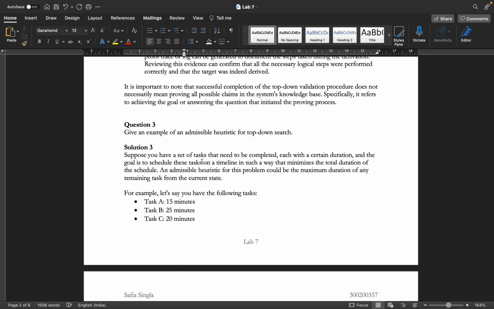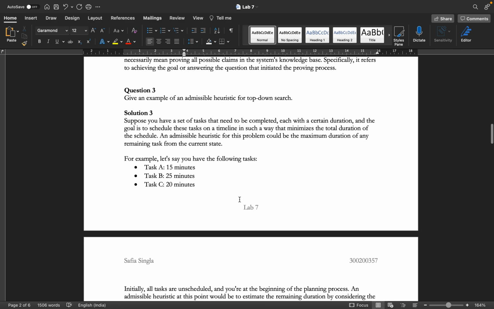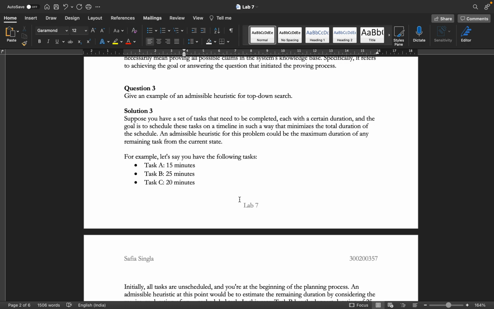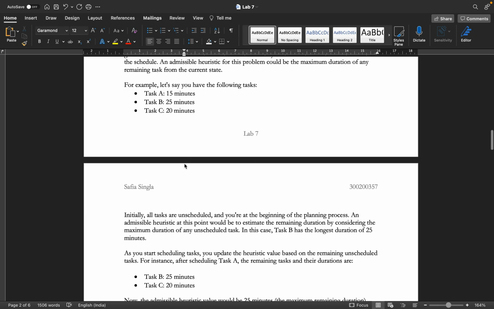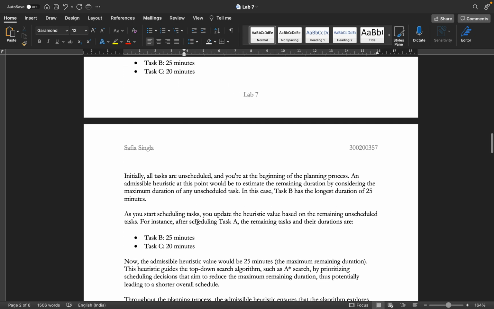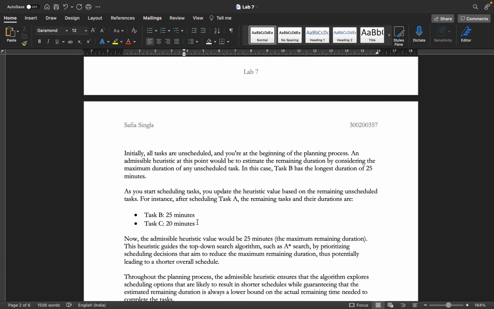Next, we are asked to give an example of an admissible heuristic for a top-down search. In this case, I've taken a scenario where we need to schedule three tasks, and the total duration of our schedule should be the minimum possible. Initially, all my tasks are unscheduled, and I'm at the beginning of the planning process.